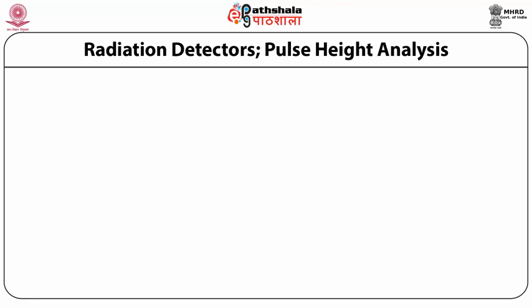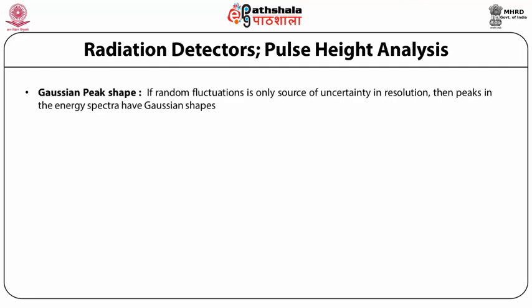So we see that in the gamma energy spectrum, the gamma peaks follow the Gaussian distribution. The gamma peaks are of Gaussian shape. If random fluctuation is the only source of uncertainty in resolution, then peaks in the energy spectra have Gaussian shapes.